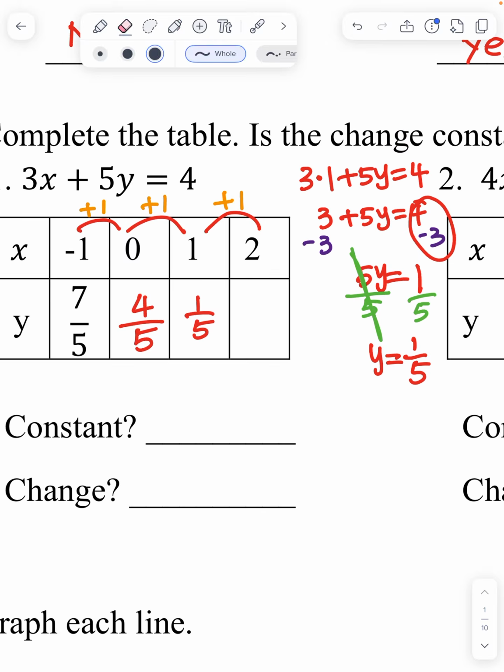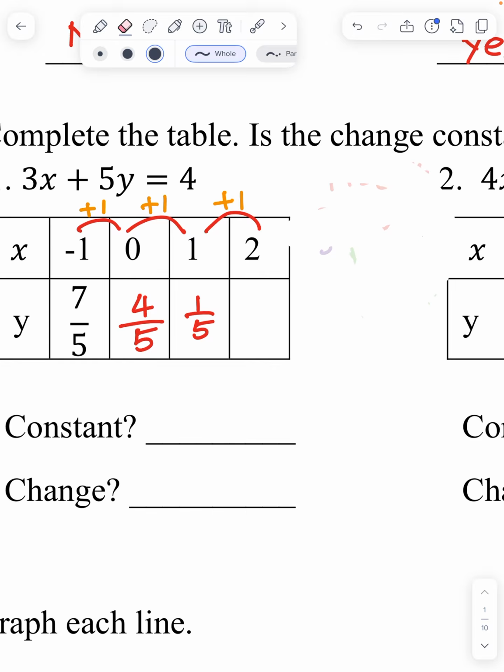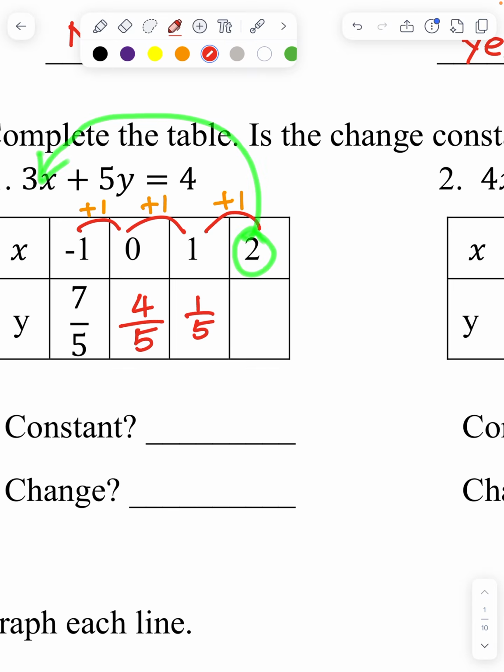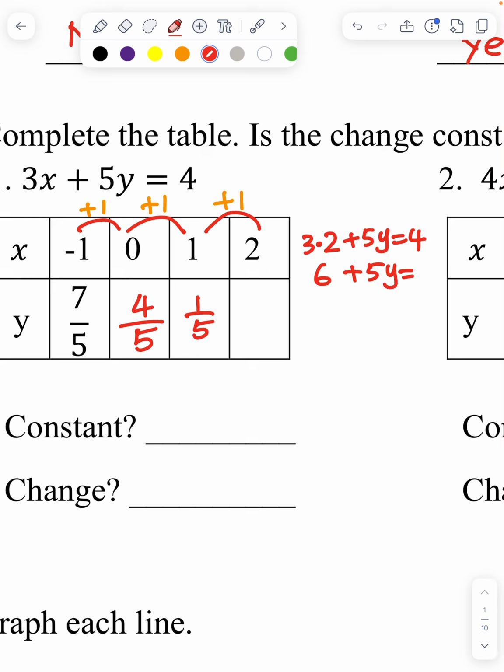Last one, when x equal to 2. I'm going to replace x by 2. So 3 times 2 plus 5y equal to 4. 3 times 2, that's 6. So 6 plus 5y equal to 4. Now I need to get rid of 6 by subtracting 6 on both sides, left and right. If I do something for the left, I have to do the same thing for the right.